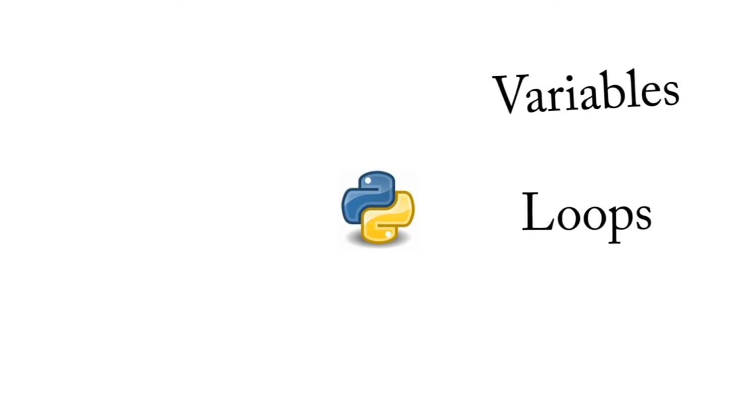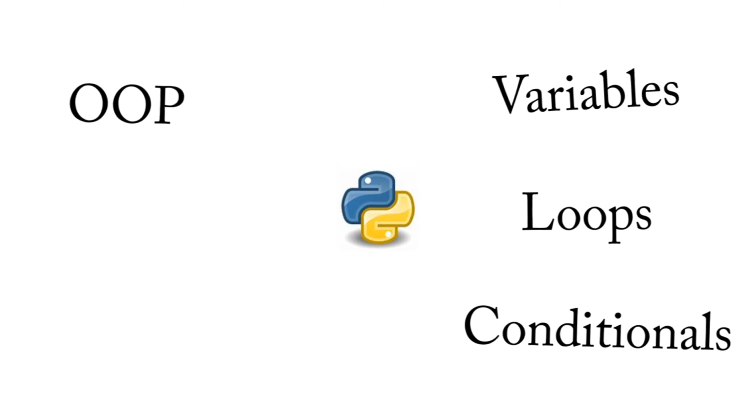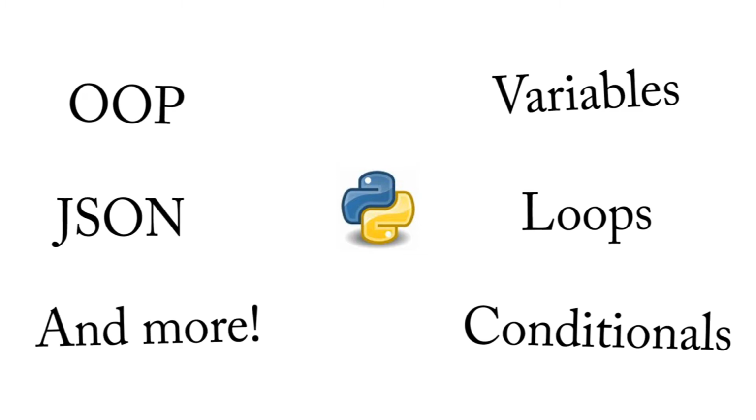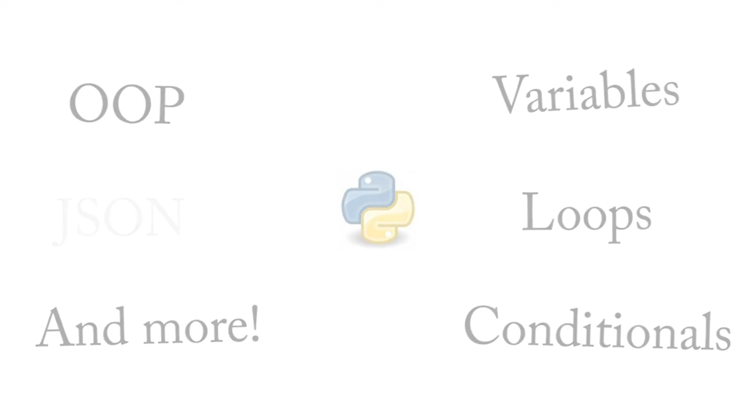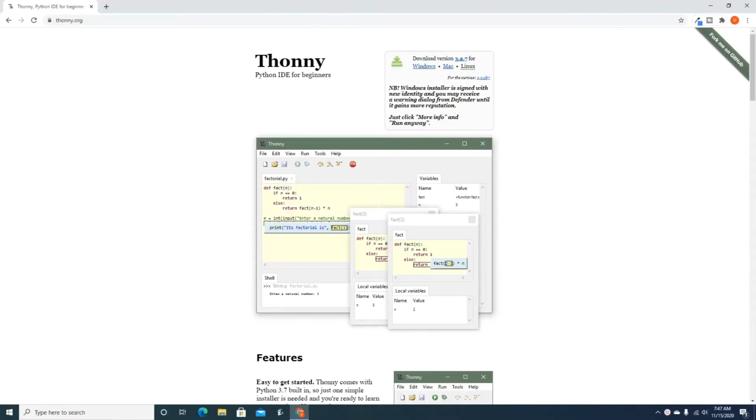the basic essentials of the Python language. This includes variables, loops, conditionals, object-oriented programming, JSON, and so much more. Furthermore, by the end of this series, you will have your first ever completed project, a complete library system in Python. So, to start off, let's download Thonny, which will let us type Python and run Python script.